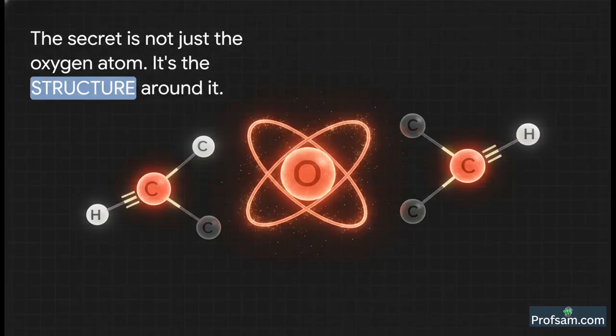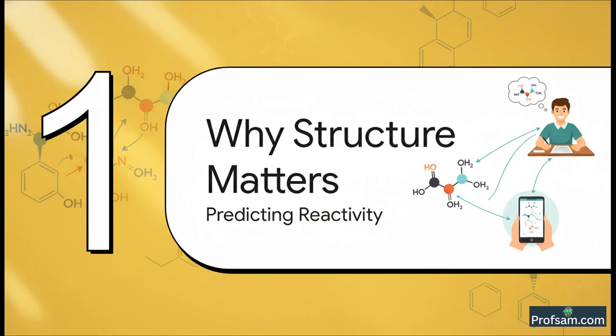Well, the answer, my dear students, is that just looking at the oxygen atom is not the full picture. The real secret is in the structure of the functional group. It's the arrangement, the entire bonding environment around that oxygen that actually decides the molecule's chemical personality and how it's going to react. So let's properly understand why we are saying structure is everything.